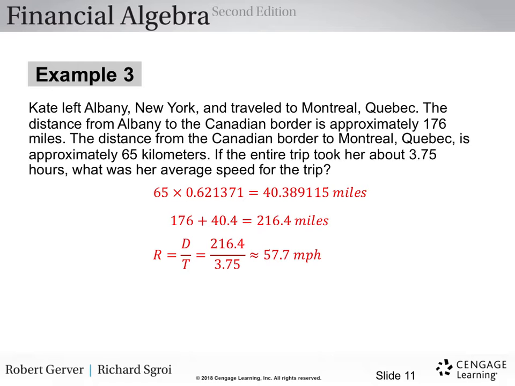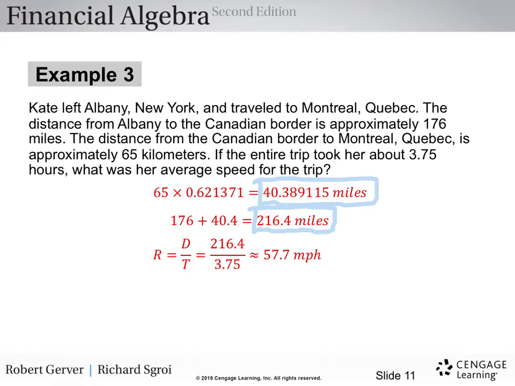Well, first of all, let's convert the 65 kilometers to miles. So we know that 1 kilometer is 0.621371 miles. So if I multiply those out, I come out with her 65 kilometers in Canada is equivalent to a little over 40 miles. Okay, so if we add that to her 176 miles she's traveling in New York, we come out with her total travel distance of approximately 216.4 miles.